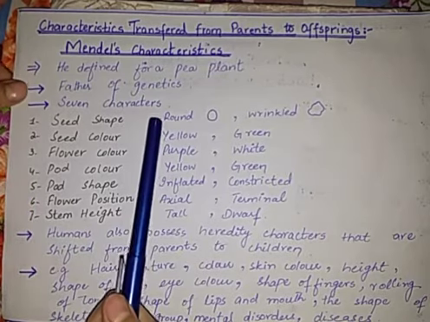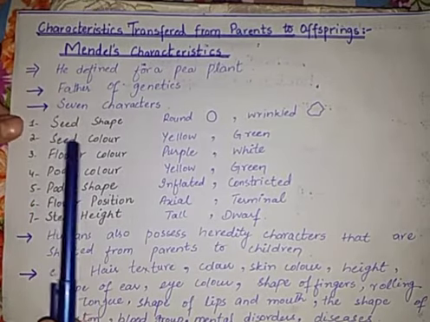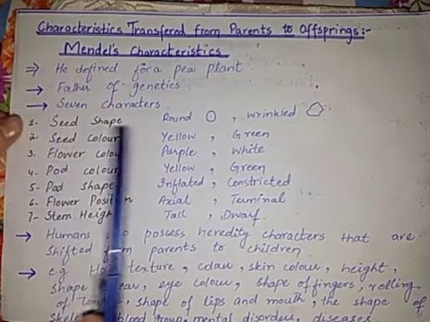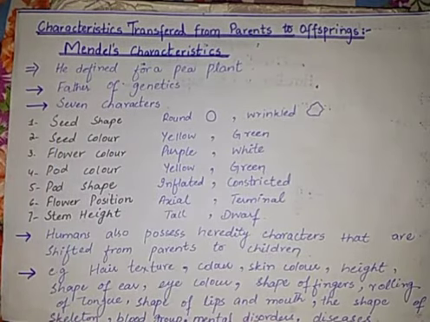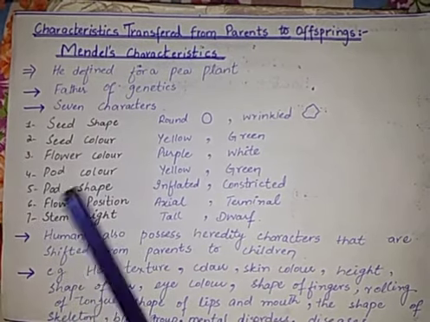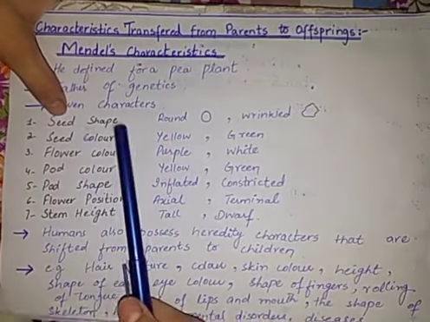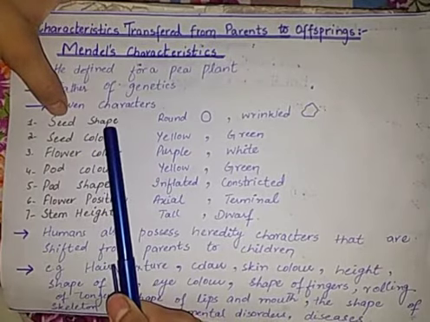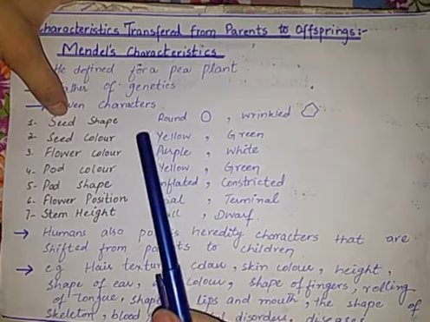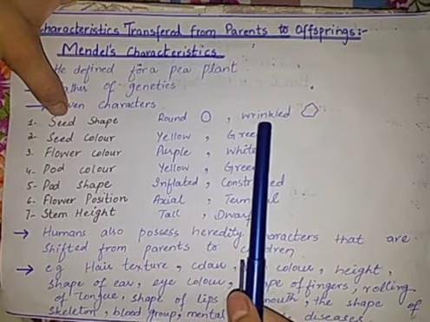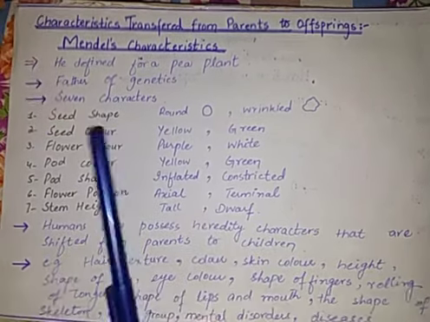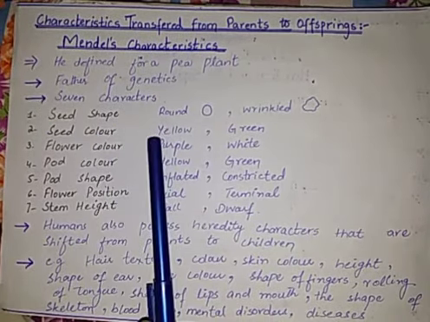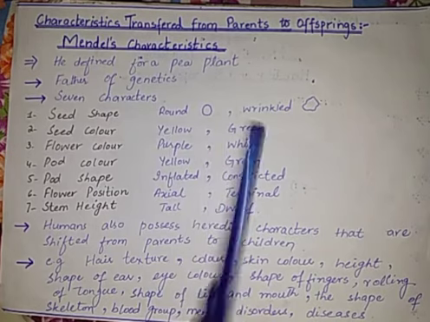So the 7 characters are, number one, seed shape. Seed shape would be round or wrinkled. That is, what would be the shape of the seed. So the shape of the seed would be round or wrinkled. Next one is seed color, that is, what would be the color of the seed. The color might be yellow or green.